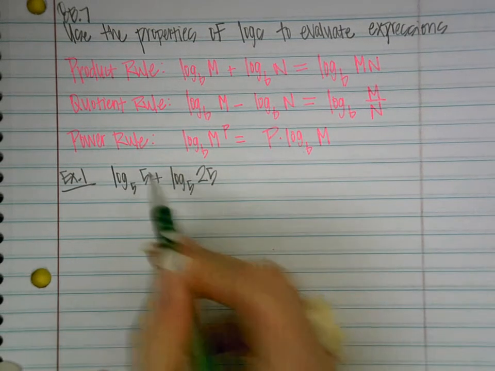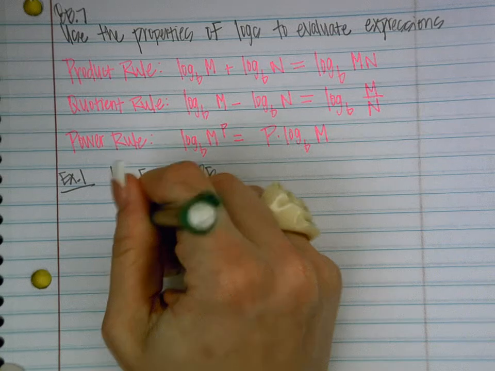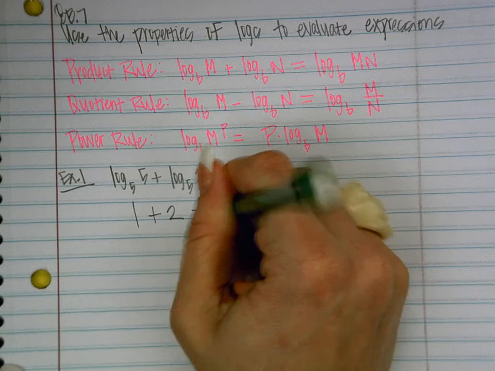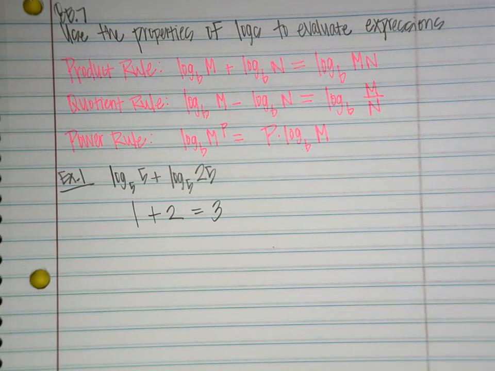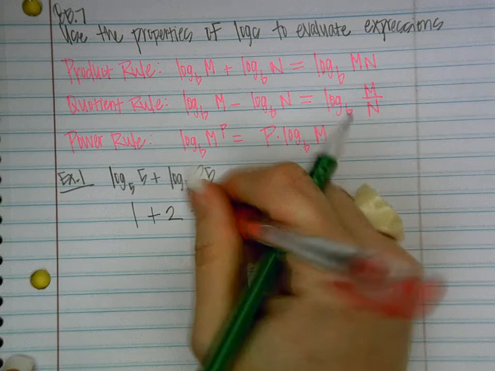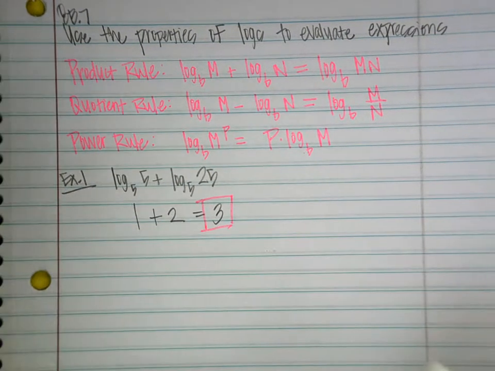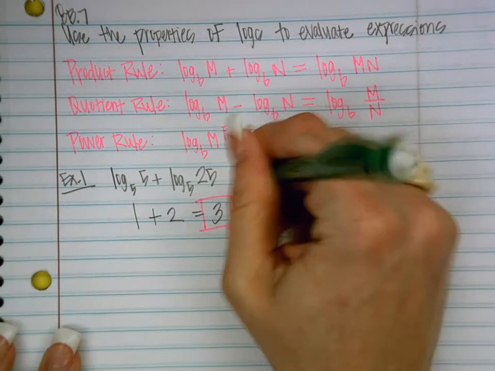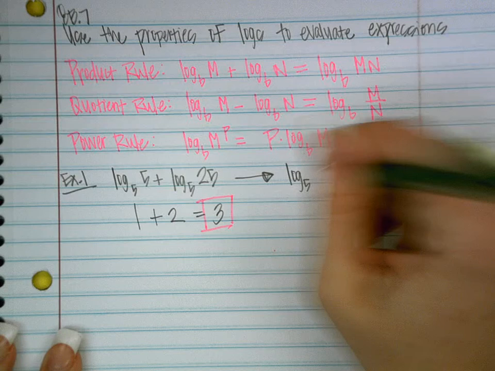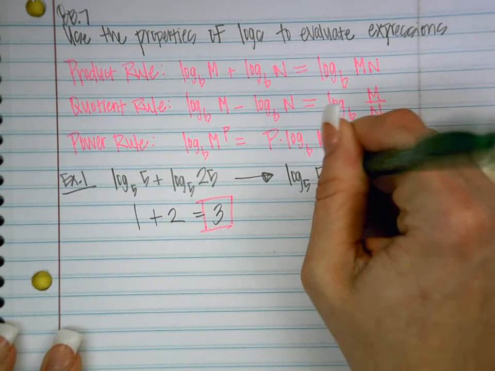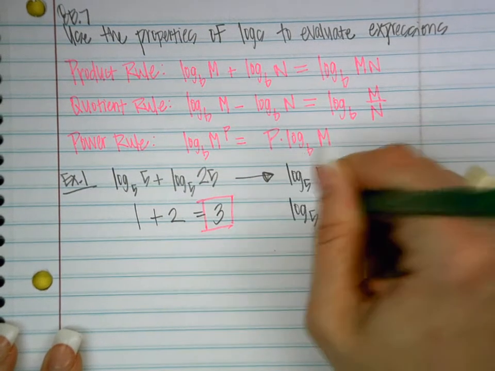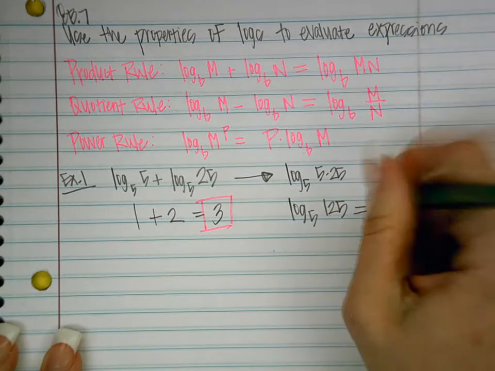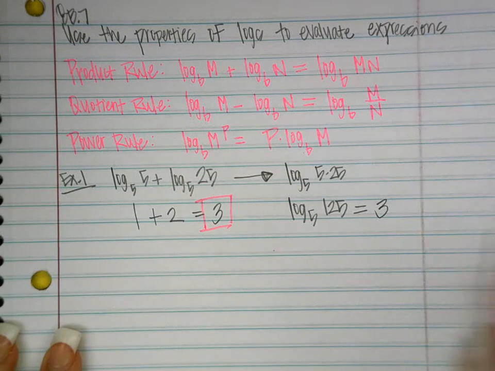Okay, so what is log base 5 of 5? 1. Plus, what's log base 5 of 25? 2. 1 plus 2 equals 3. Okay, so that is one method. If you can condense things, or if you can simplify as they're written, you can. That's totally fine. Or you could rewrite this as log base 5 of 5 times 25. So you'd multiply. That would give you log base 5 of 125. And then you can condense that. The exponent on 5 that makes 125 is 3. So either way, you could get the right answer.